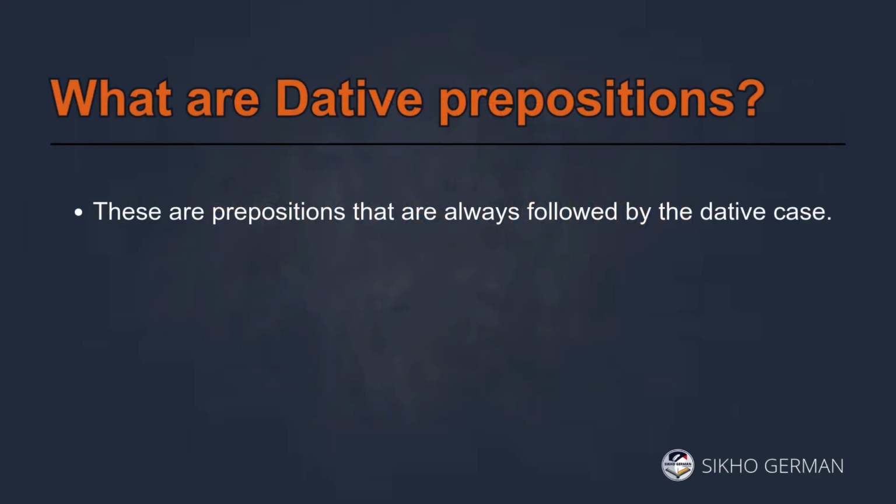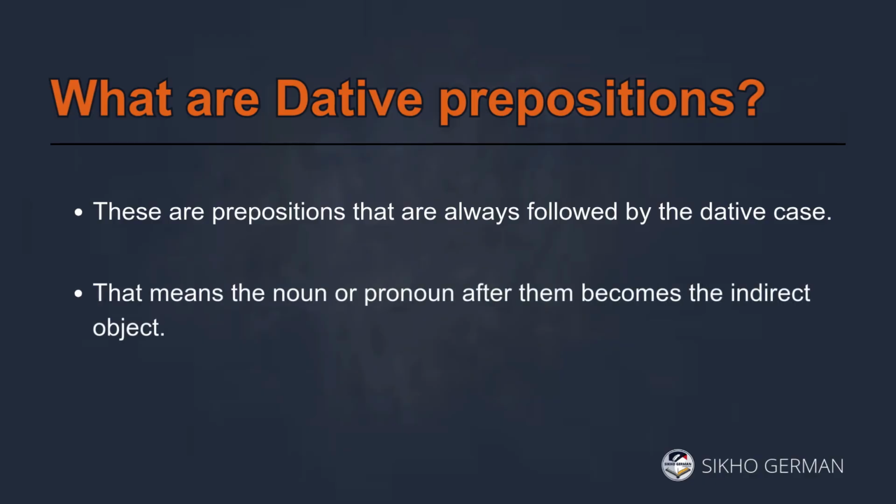Dative prepositions are prepositions that are always followed by the dative case. This means the noun or pronoun after them becomes the indirect object, even if there's no giving or receiving action in the sentence. Just like with accusative prepositions, this is a rule you can rely on. When you see one of these dative prepositions, the following noun must be in dative case, no exceptions. You don't need to analyze the sentence. The preposition forces dative automatically.